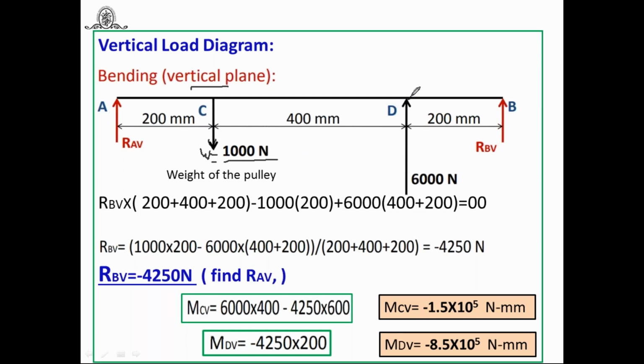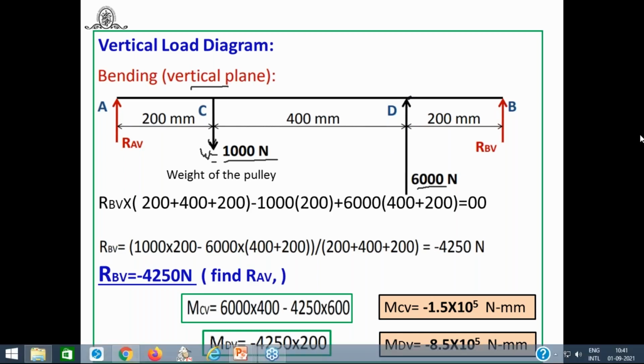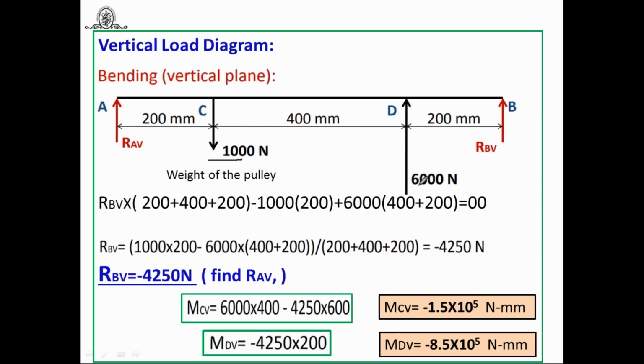Similarly, at point D, you will find in the figure this tangential force 6,000 Newton. It's in the vertical plane, that's why it is shown vertically upward. Okay, once you have constructed this diagram and shown the forces in the vertical plane, the next step is you can take moment at any one of the points. I am going to take the moment at point A. So what you will get? RBV into this distance. How much? 400 plus 400.